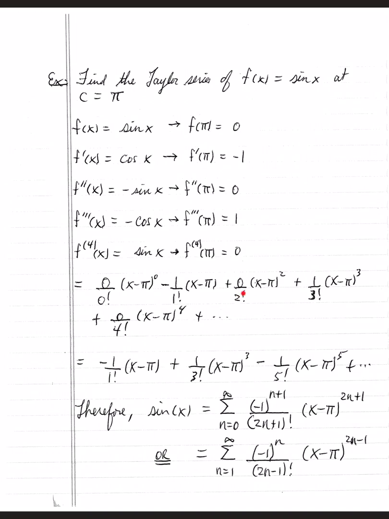Taking out the 0 terms, you're left with negative 1 over 1 factorial times x minus pi, plus 1 over 3 factorial times x minus pi cubed. If I had bothered to take a fifth derivative, this would have led to negative 1 over 5 factorial times x minus pi to the fifth.